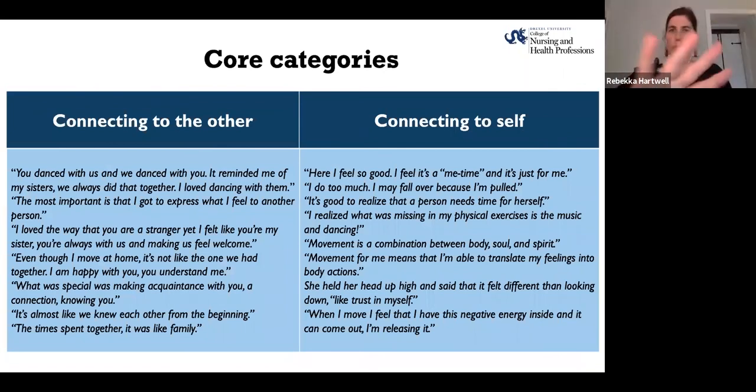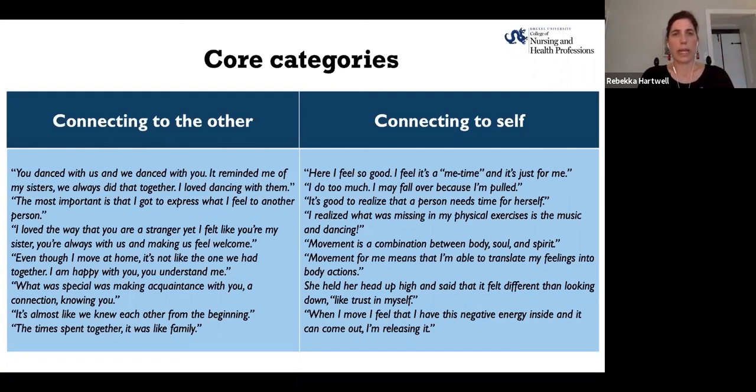I'm going to share two more core categories and then look at the time. The other main thing that I noticed was connection being a huge factor. This was both connecting to the other and connecting to the self. The quotes for connecting to the other: you danced with us and we danced with you. It reminded me of my sisters. We always did that together. I loved dancing with them. And the most important is that I got to express what I feel to another person.